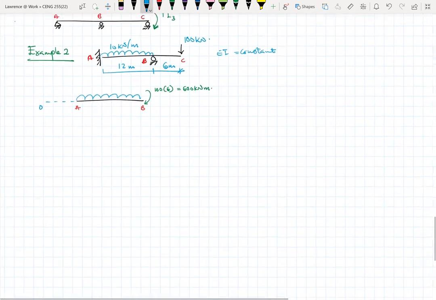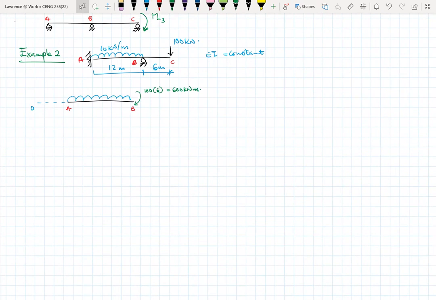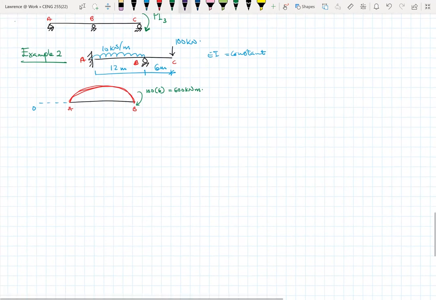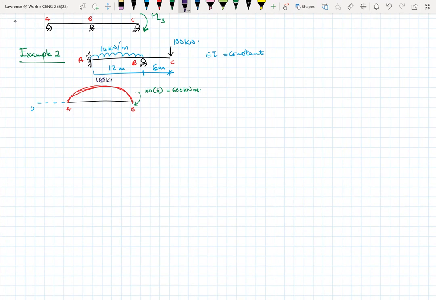Let's try looking at it. No, let me just take the UDL off. I'd rather draw the bending moment diagram for this section. It will look like this, where the topmost portion here will be 180 kilonewton meter. And how did I get that? I used WL squared over 8. So that is 10 times 12 squared over 8, and that'll give me 180 kilonewton meter.